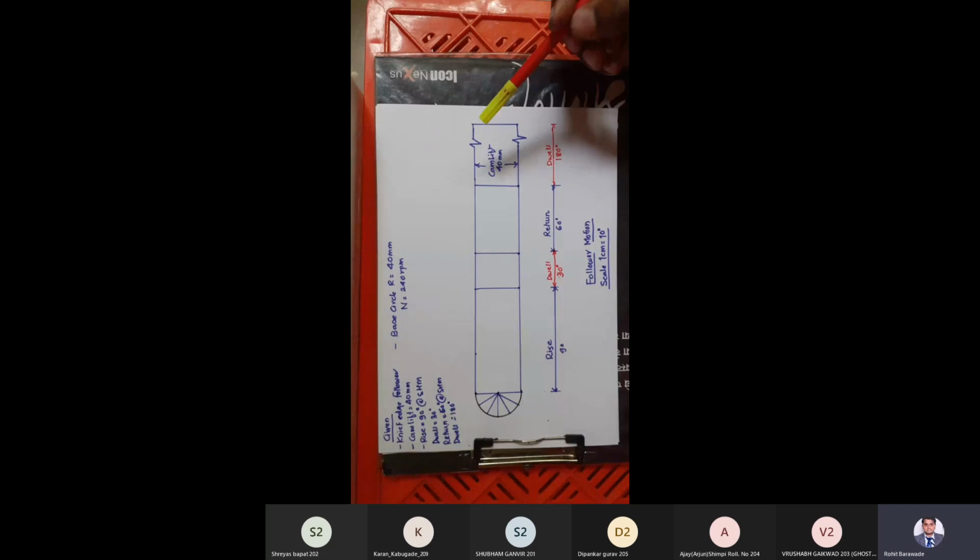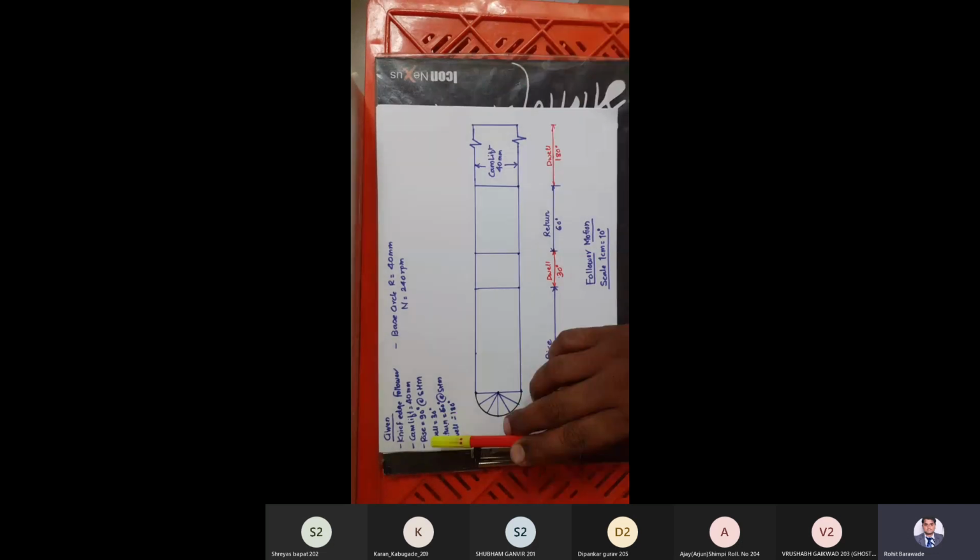Then it is given what? Rise, dwell, return, dwell. So the cam type is rise-dwell-return-dwell, right? And the cam rises for 90 degrees, then dwells for 30, returns for 60, and dwells for the rest. The dwell period is for 180 degrees. So here it is total 360 degrees.